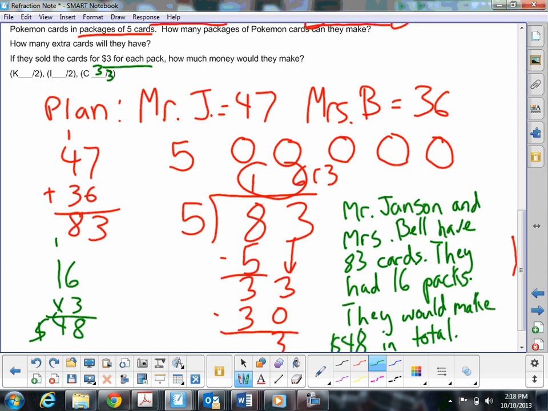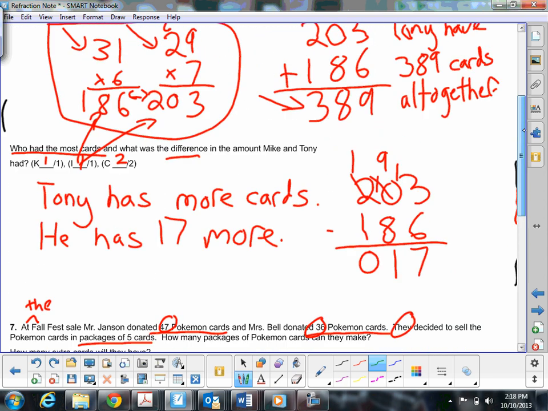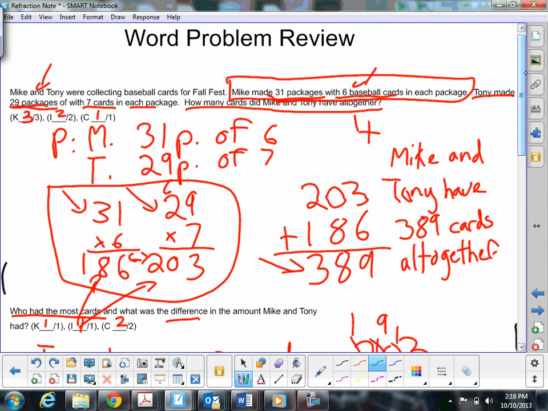If you found the right information, Mr. Jansen had 47, Ms. Bell had 36, you would get 2. And if you completed the 3 steps, because this would be a question of 3, you would get 3 here. All right. There will be a question like this and like this on the word problem assessment, on the final assessment. Study these tonight, and good luck.